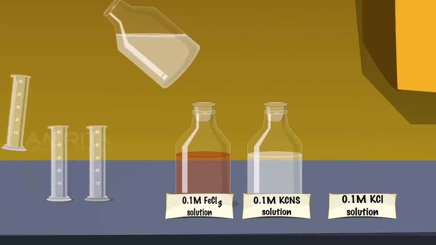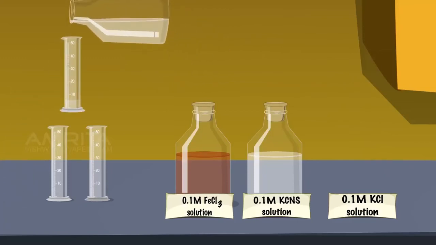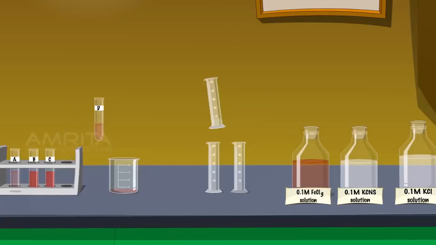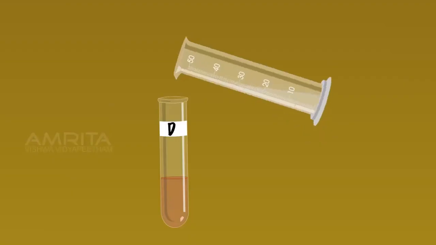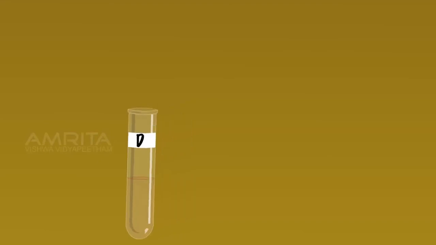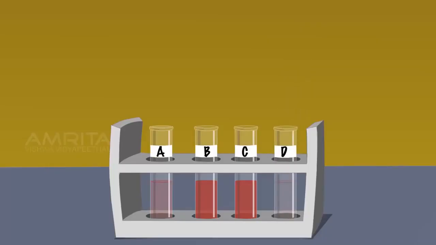Similarly, take 5 ml of 0.1 molar potassium chloride solution in another measuring cylinder. Add it to the test tube D and shake the test tube well. The color of the solution becomes lighter because the increase in concentration of K+ ions decreases the concentration of CNS- ions and thus decreases the concentration of the complex. Thus, the equilibrium shifts in the backward direction.